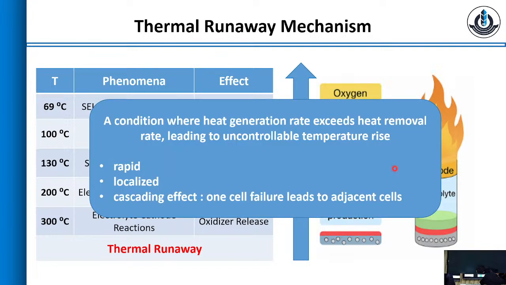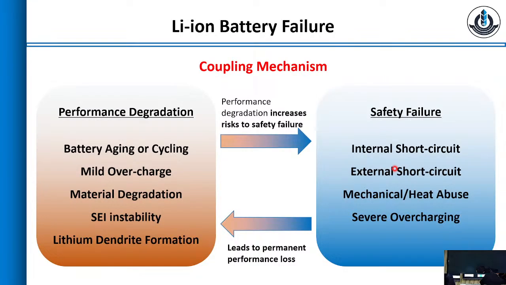And once you have a cell failure, the fire that has happened to one single cell, that heat will be transferred to the adjacent cells, because these cells are very closely packed to each other. So that will lead to a cascading effect where one cell failure leads to the failure of adjacent cells. So now there is a coupling mechanism.